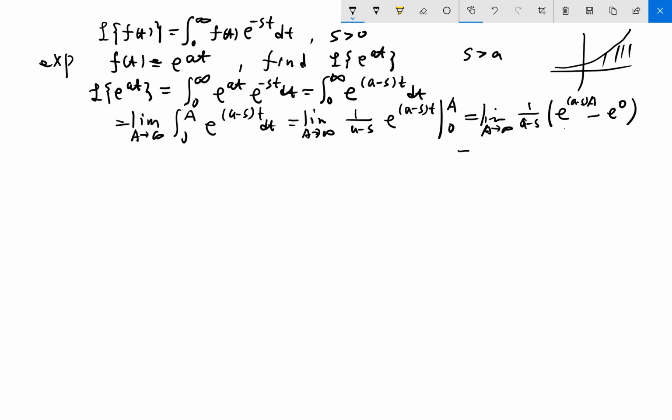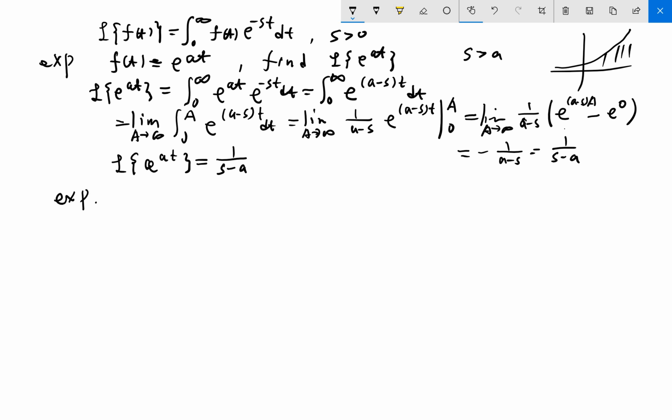So that gives us negative 1 over (a minus s), which is 1 over (s minus a). That means the Laplace transform of e to the at is a function of s like that: 1 over (s minus a). Okay, let's look at one more example.